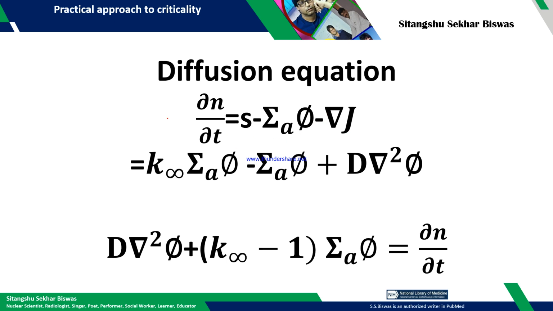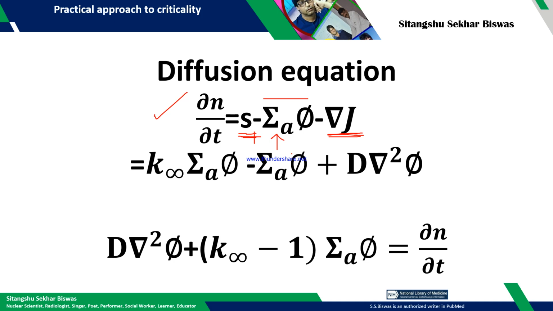Now, the rate of change of neutrons, that is del n by del t with respect to time, is basically the production, the new neutrons produced, minus the absorption, which is the macroscopic cross section, and the leakage. The leakage term is given by the divergence of J.